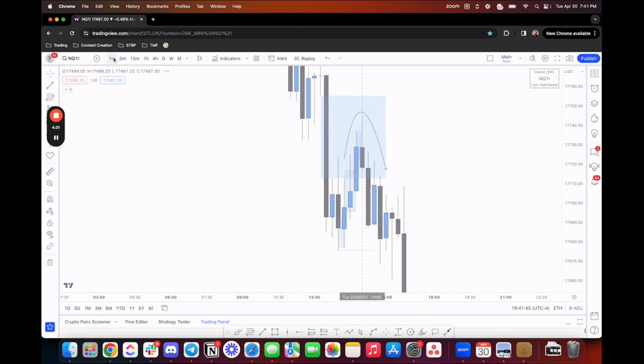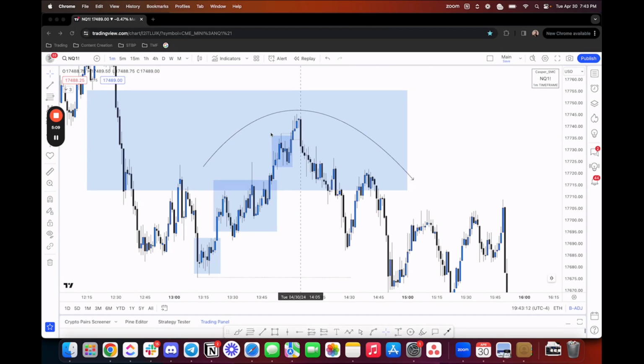We use a lower time frame market maker model to confirm when that's happening, all right? So let's go back to this 1 minute. My internet's loving to be slow today. So we're going to use that lower time frame market maker model to confirm that.